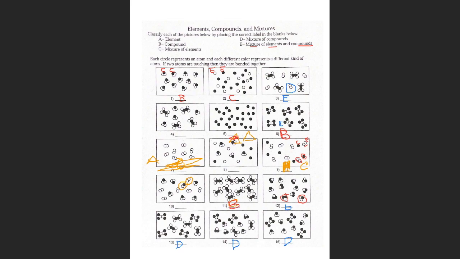Okay. 10 is E, mixture of elements and compounds. Yes, 10 is E. Whatever E is, it is elements and compounds. And then we still have to assign 8. This is elements, and these are compounds. Yes. So this is E. E again. And then 4.